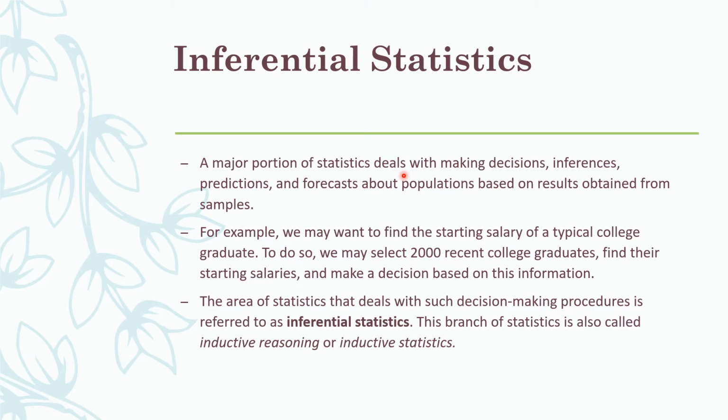It's not any sample of values or elements that we can pull and decide to make inferences from that. No, there are strict rules that need to be followed, and we will discuss some of them. For example, we may want to find the starting salary of a typical college graduate, including yourself. To do so, we may select 2,000 recent graduates, find their starting salaries, and make a decision based on this information. That would be a very, very simple example of the application of inferential statistics.